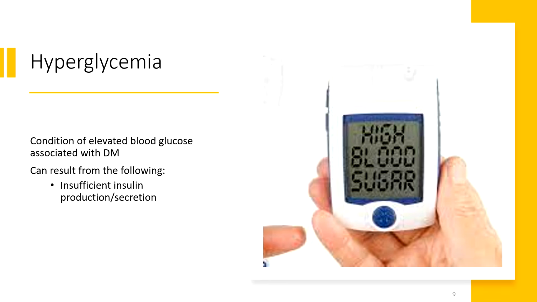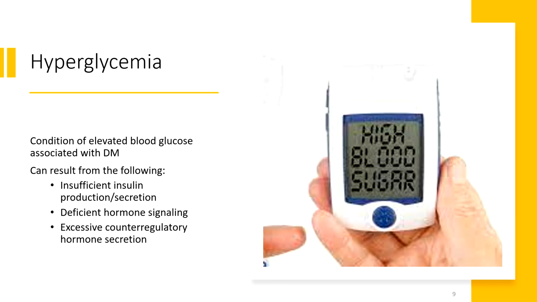Or in a type 2 diabetic, you have that state where they're producing insulin. It's just not enough to help bring down the blood sugar that is floating around in the bloodstream. We also talk about that deficient hormone signaling, which is your insulin resistance. We talk about excessive counter-regulatory hormone secretion. So this can happen if you're sick. It can happen if you're stressed out.